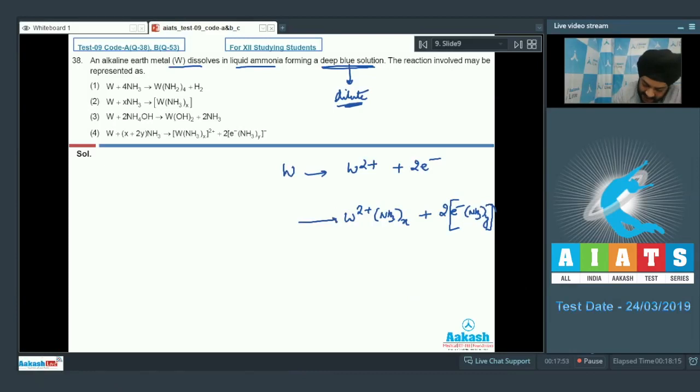If we talk about the balancing of this reaction, we're going to have M plus ammonia. The amount of ammonia used up is equal to X plus 2Y. If you look at the balanced reaction which is given to us, we can clearly see that we have to select the fourth option as the correct answer. Let us look at the next question now.